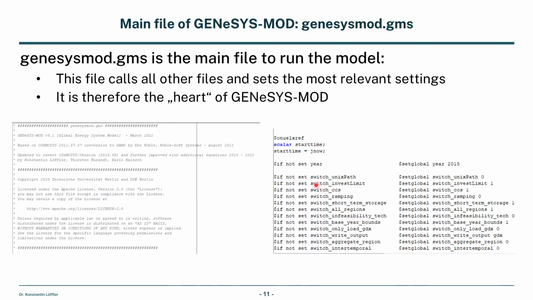So for example, there's one switch, switch invest limit. This here determines if a set of constraints that focus on sector change limits and investment smoothing constraints are to be considered or not. So you can always use these to enable or disable something. For example, the third one here, switch CCS, is pretty much as the name suggests. You can choose to set CCS technologies to be available or not available.